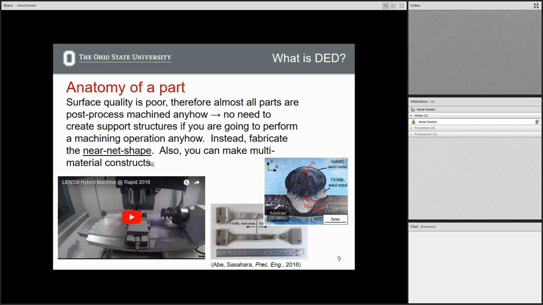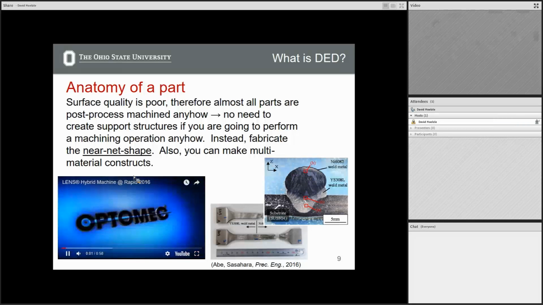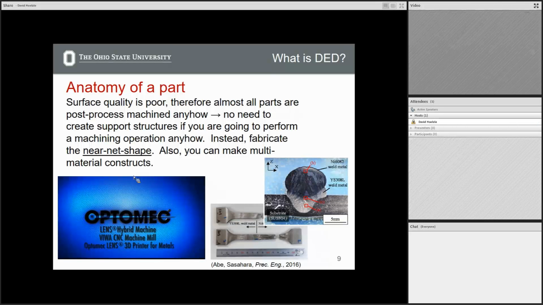Here's the LENS system from Optomec showing their solution for some of the surface quality issues, in that they are now building hybrid systems. The idea is you have blown powder bed and also machine tools all built into one system. So at every layer, they're basically adding material and then subtracting away to get the finished surface as they build.